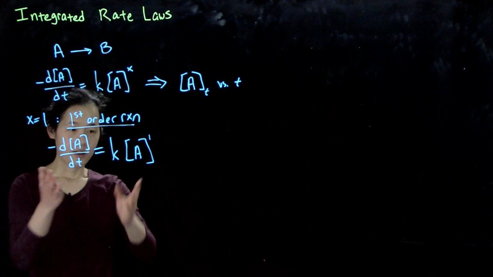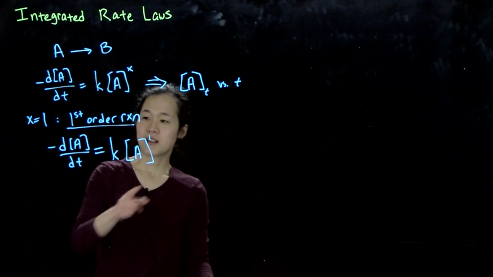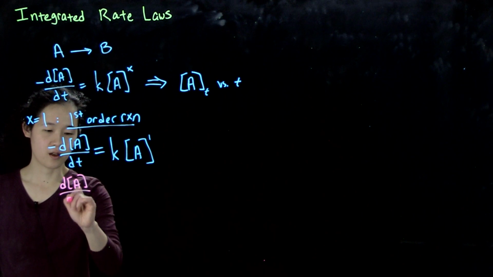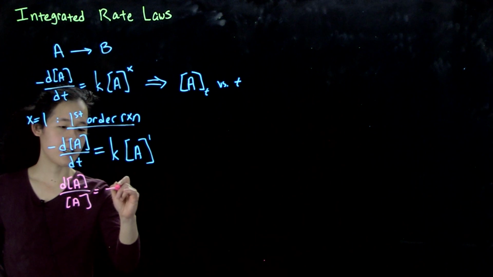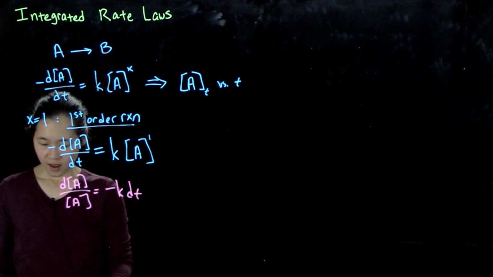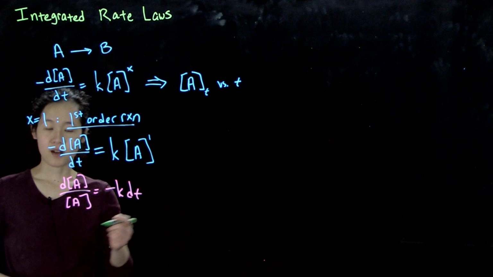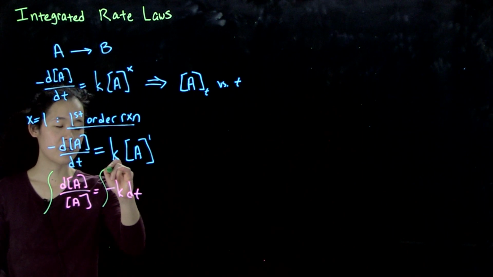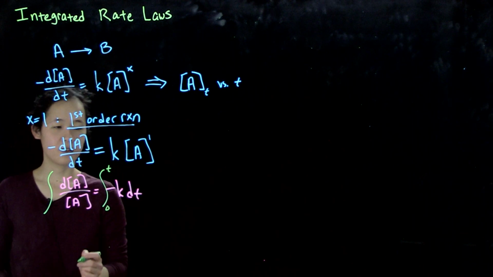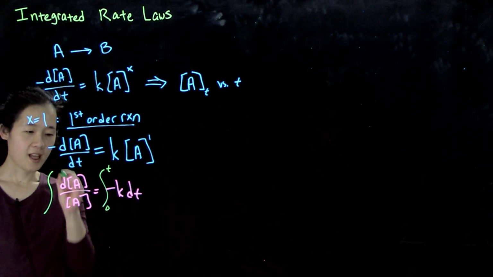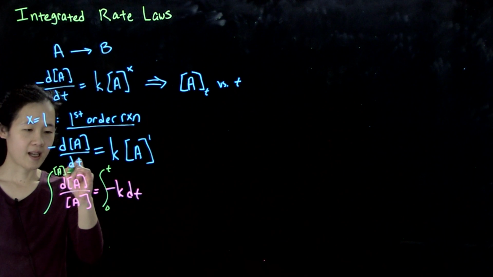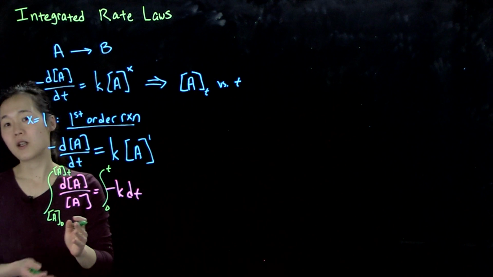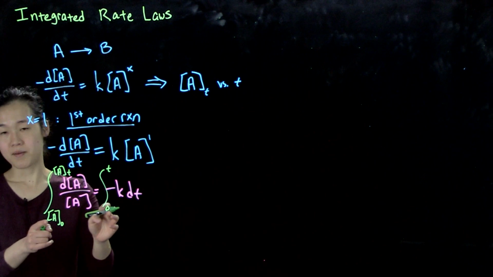In this case, it's going to be relatively straightforward. We move this A to this side, so then we get dA over A equals negative k dt. And then what we'll do now is integrate. We'll integrate from time 0 to some time t, and we'll integrate the concentration of A from A sub 0, which is the initial concentration of A, to the concentration of A at time t. So we know what we're putting in here. This is known, and time 0 is known.